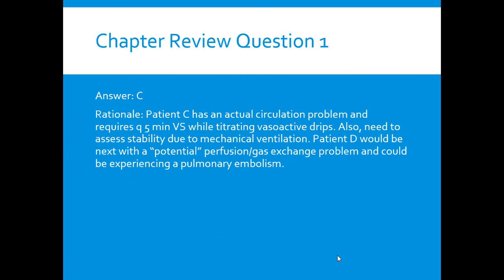Okay, answer C. So the patient C, you have to think what's going on in the moment and who is the priority, not what's potentially going to happen. So patient C has an actual circulation problem. It requires frequent 5-minute vital signs while titrating these vasoactive drips. Also, we need to assess the stability due to his mechanical ventilation. Patient D would be next with that potential perfusion gas exchange problem, could be experiencing a PE.